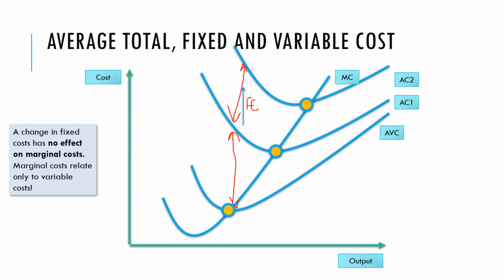Now remember what we said earlier about the relationship between marginal cost and variable cost. Only if variable costs change will marginal costs change. Fixed costs have no impact on marginal costs. So effectively, with a fixed cost change, we will shift the AC curve, but we will not shift the marginal cost curve. As a rule, a fixed cost change shifts the average cost curve, but it won't have an impact on marginal cost because that just comes from each extra unit of variable cost.